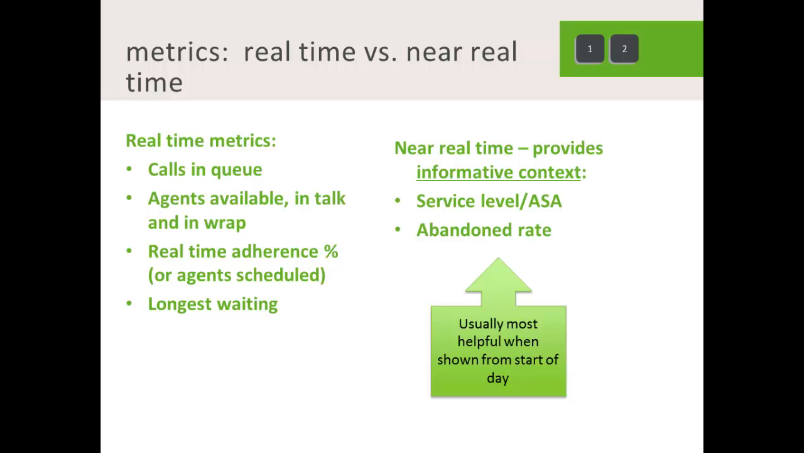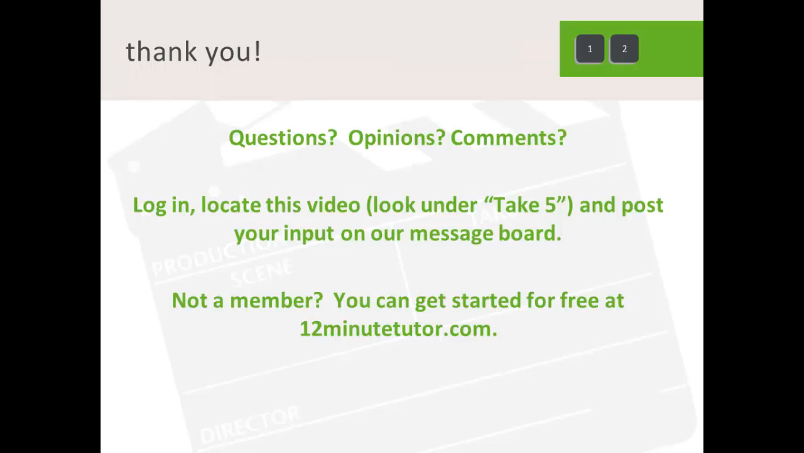So if I determine, hey, I'm in a queuing situation and it's a little bit more than I would like it to be, then I can go to this informative context data and say, okay, how does that fit in with how the rest of the day has been? If the rest of the day has been really good, maybe I don't react in the same way. So that's my take on it.